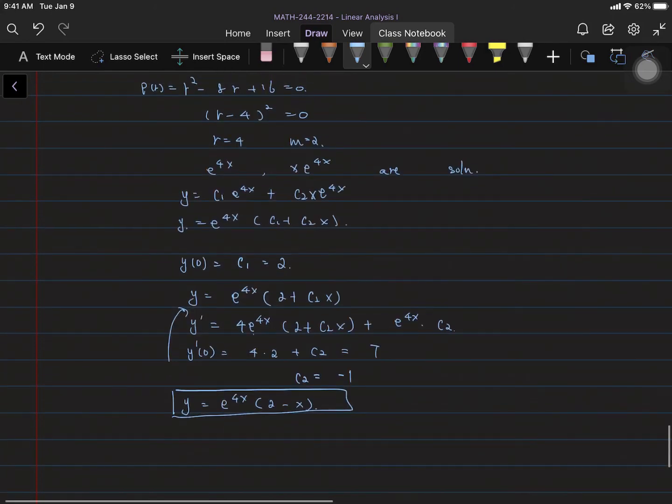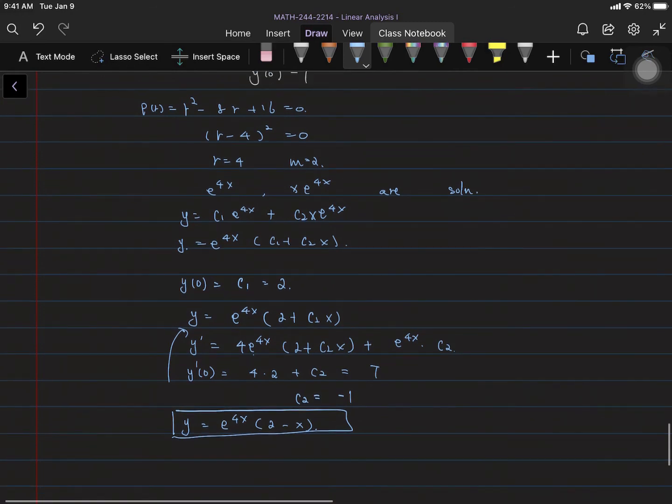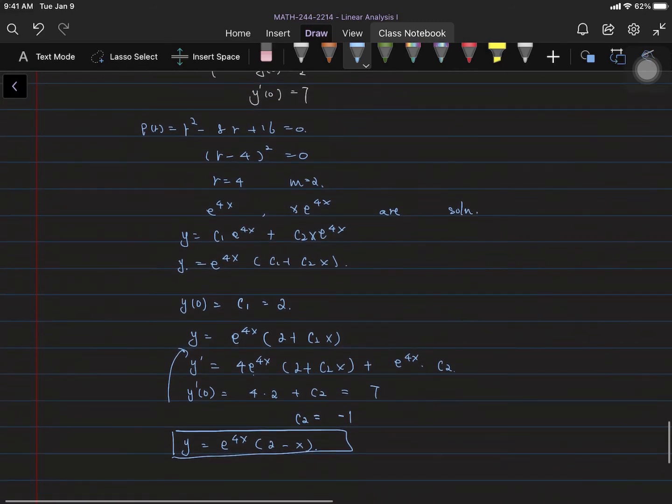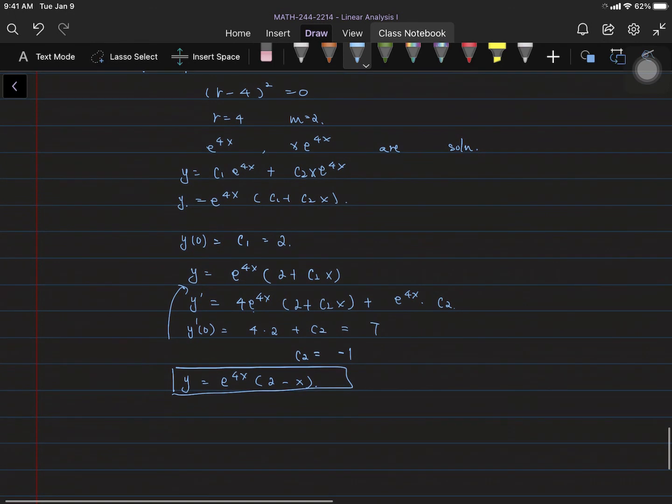For some reason the device was disconnected, but we're almost there. After we find the general solution, we write down y as C1 y1 plus C2 y2, then plug into the initial condition and find C1 and C2. That's all. And the final solution is y equals e to the 4x times (2 minus x).